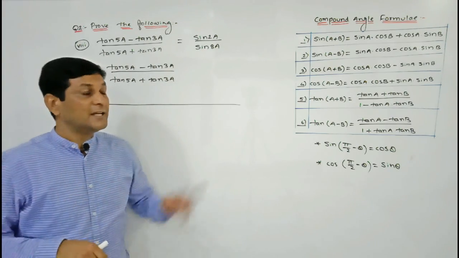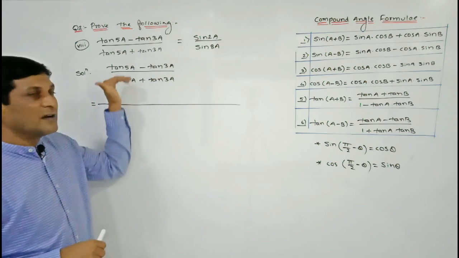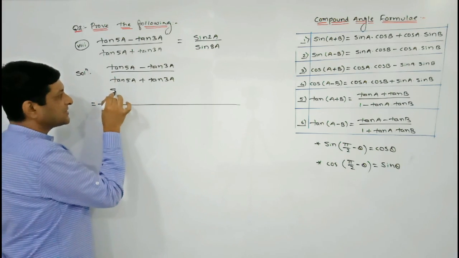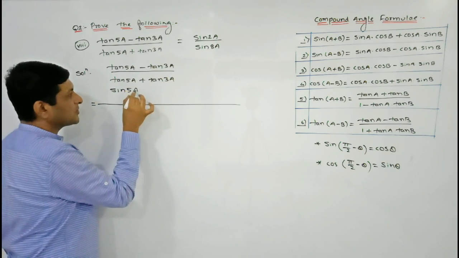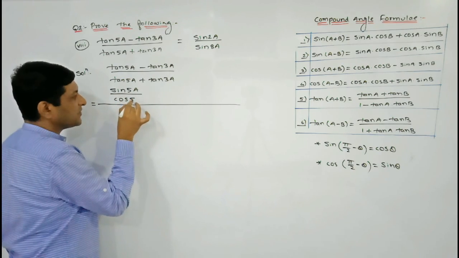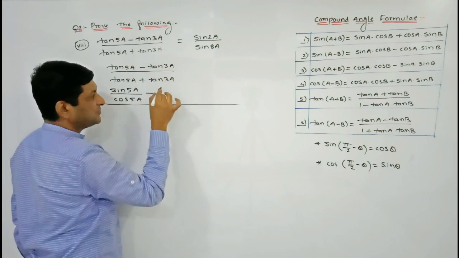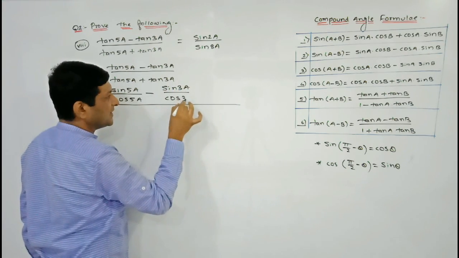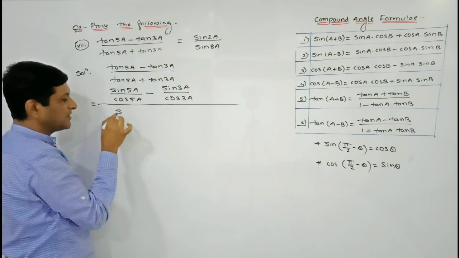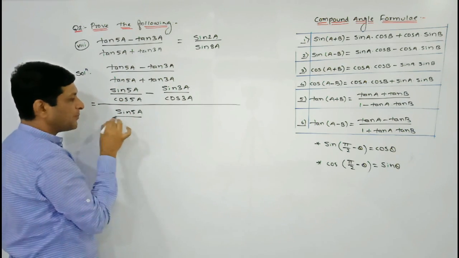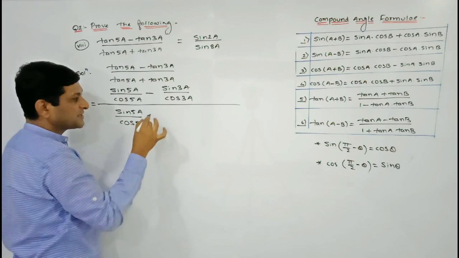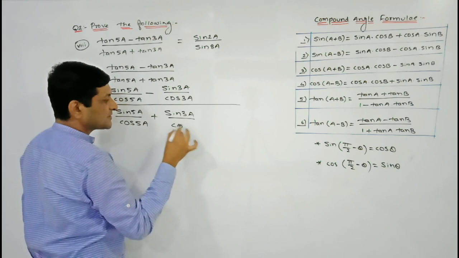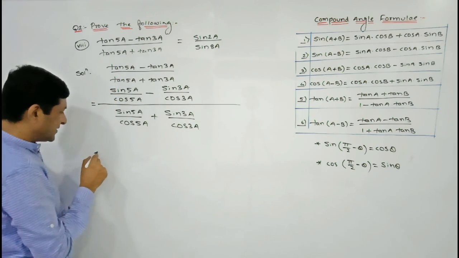As the right hand side is in the form of sine, first we are converting it in terms of sine and cos. So tan 5a can be written as sin 5a upon cos 5a minus, keep it as it is, tan 3a can be written as sin 3a divided by cos 3a. In the denominator, tan 5a can be replaced by sin 5a upon cos 5a plus, keep it as it is, tan 3a can be written as sin 3a upon cos 3a. So which is equal to.